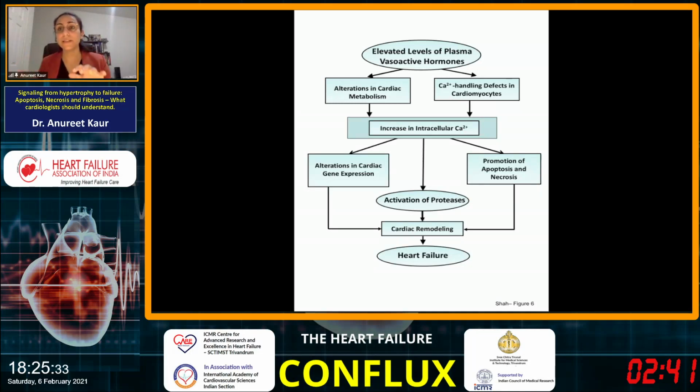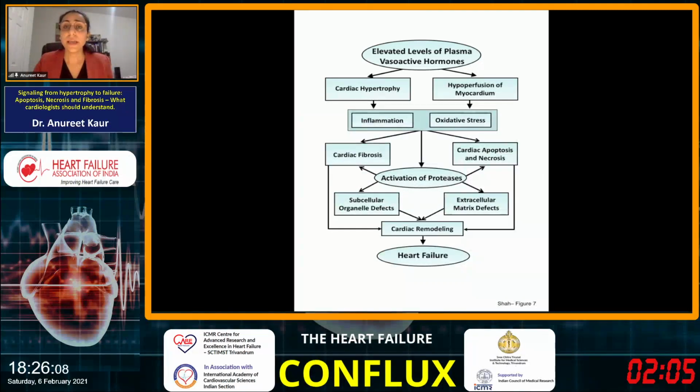So we can see that the calcium handling is compromised, and that leads to an increase in intracellular calcium and alterations in cardiac gene expression, because there is some research which says that this calcium can enter the nucleus as well and cause alteration in cardiac gene expression, and promotion of apoptosis and necrosis, and activation of certain proteases, specifically calpain. That leads to cardiac remodeling with respect to size and shape, and eventually leads to heart failure.